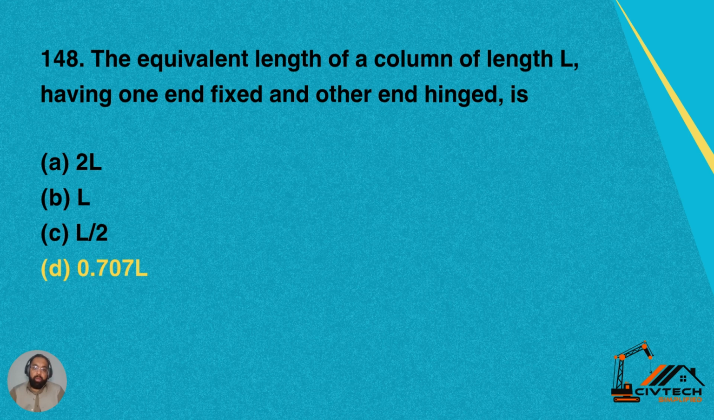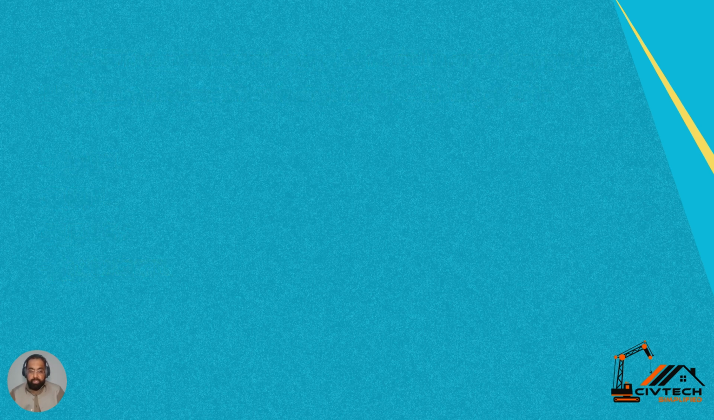148. The equivalent length of a column of length L having one end fixed and other end hinged is: A, 2L; B, L; C, L by 2; and D, 0.707 L. So D is the correct answer for this question.